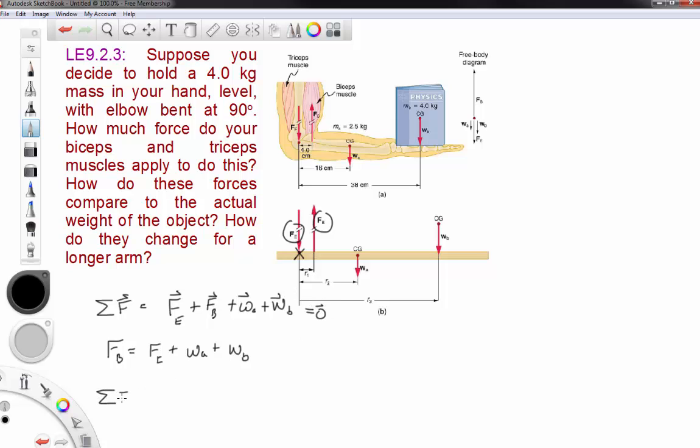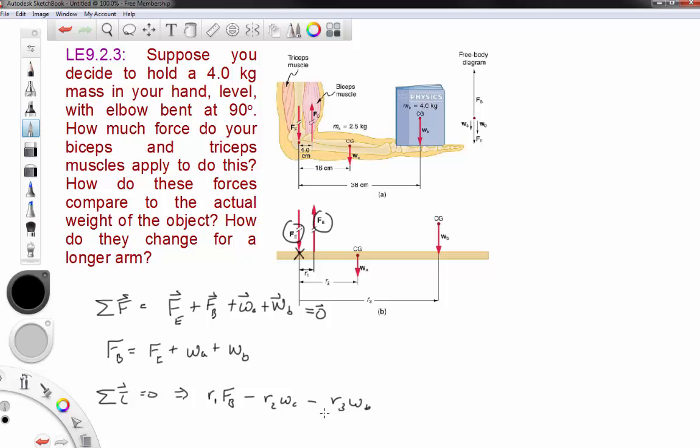Second condition is sum of torques is equal to 0. Now, again, I've picked this to be my axis of rotation. So let's see whether it's a clockwise or counterclockwise torque in each case. This one right here is applying no torque because it's acting right at the axis of rotation. This is applying a counterclockwise torque, so that one is positive. Basically, radius 1 times force of bicep. This one is clockwise, this one is clockwise, so we're going to have some minuses here. R2, weight of arm, minus R3, weight of book.